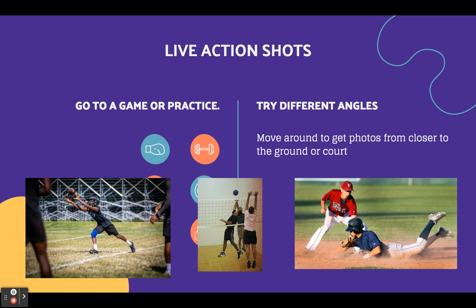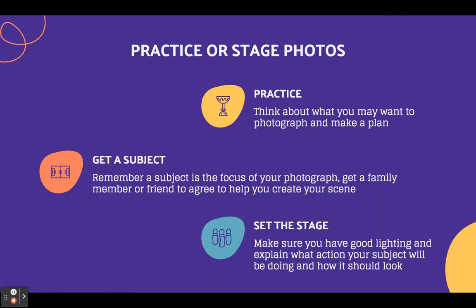So anything that's live action shot, try different angles, move around to get either closer to the ground or the court to get some different shots. So if you look at this shot here, you can see this person is probably sitting on the grass because they're almost looking up at this person about to catch the football. So think about where you could sit to get a more interesting angle. Maybe you're up in a stand and you could look down at somebody, or maybe your friends are playing basketball outside of your apartment building. You can look down from the third floor and see them playing basketball. It could be an interesting shot. So think about some different angles to capture that action.